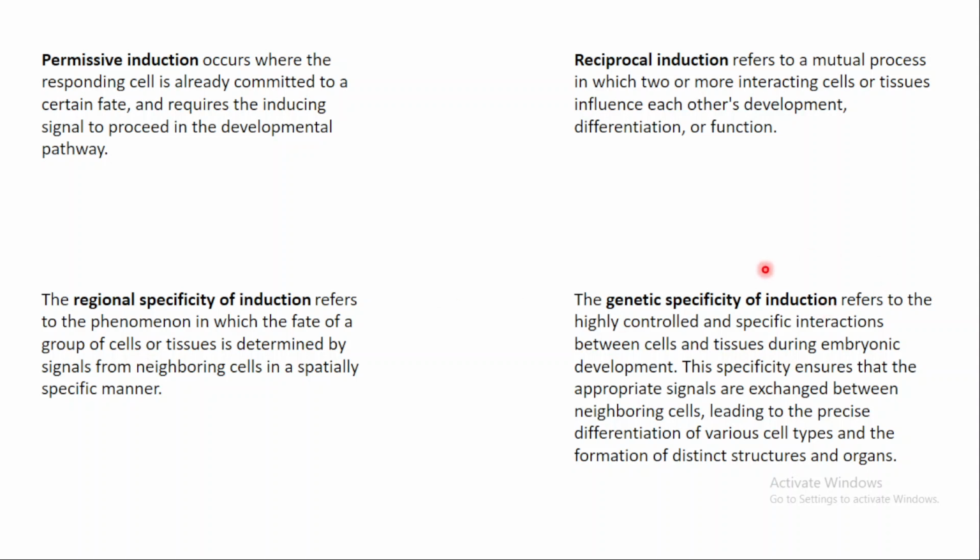And genetic specificity of induction is what I was referring to and discussing with Ajay, that genetic specificity will be preserved. It refers to highly controlled, specific interaction between cells and tissue during embryonic development. This specificity ensures that appropriate signals are exchanged between neighboring cells, leading to precise differentiation of various types of cells and formation of distinct structures and organs. So here we might come back to the earlier discussion that we were having. The genetic specificity will be of species B because the cells and tissues that are making up the thigh feather are from species B.